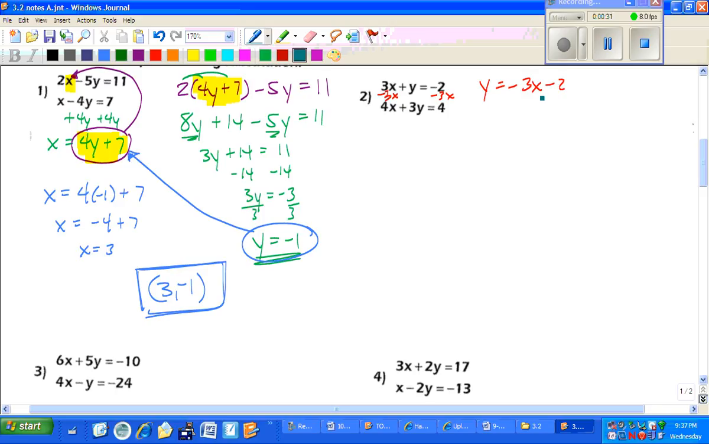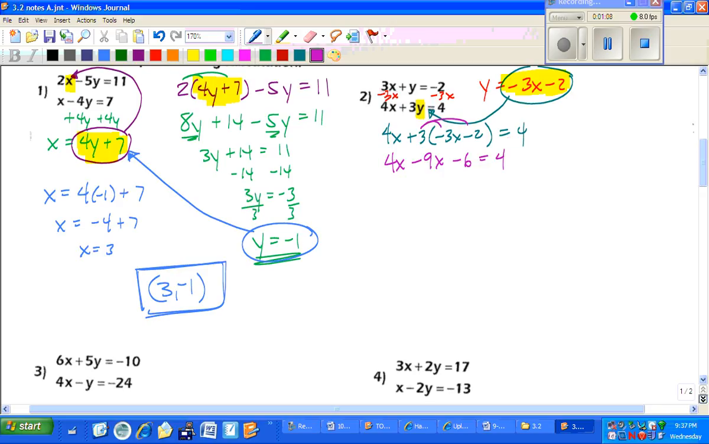Then, to go ahead and take the next step, we're going to take negative 3x minus 2 and substitute it into the other equation in the place of y. So negative 3x minus 2 is going to take the place of that y in that equation. We get 4x plus 3 times negative 3x minus 2 all equals 4. So we can go ahead and distribute. We get 4x minus 9x minus 6 equals 4.